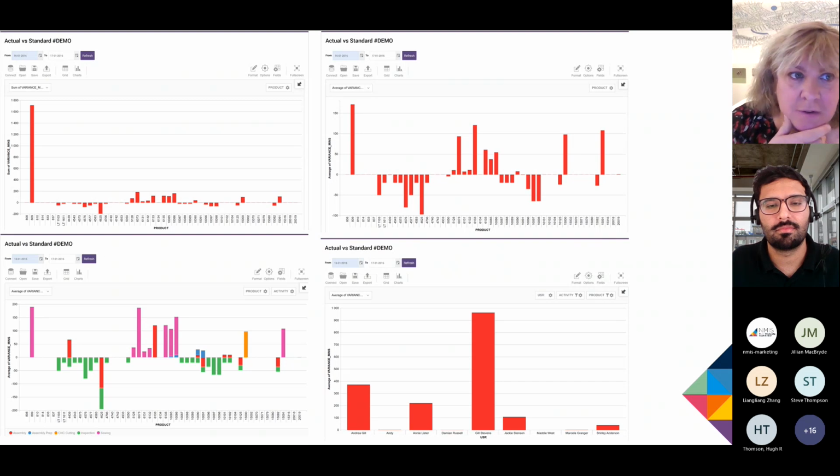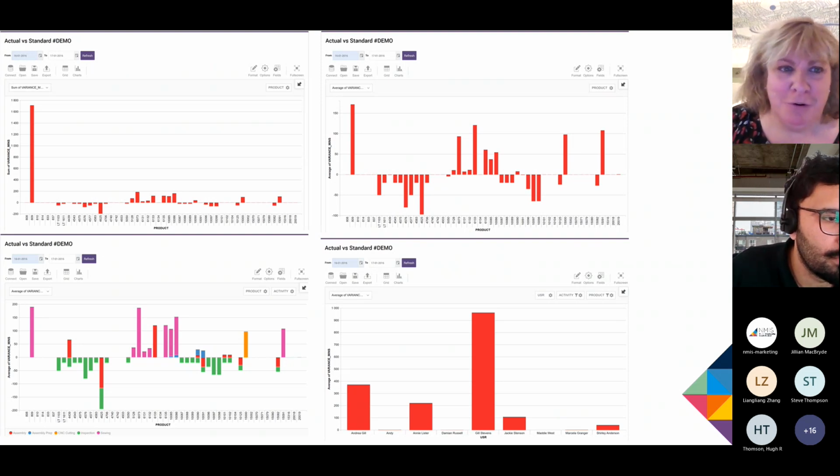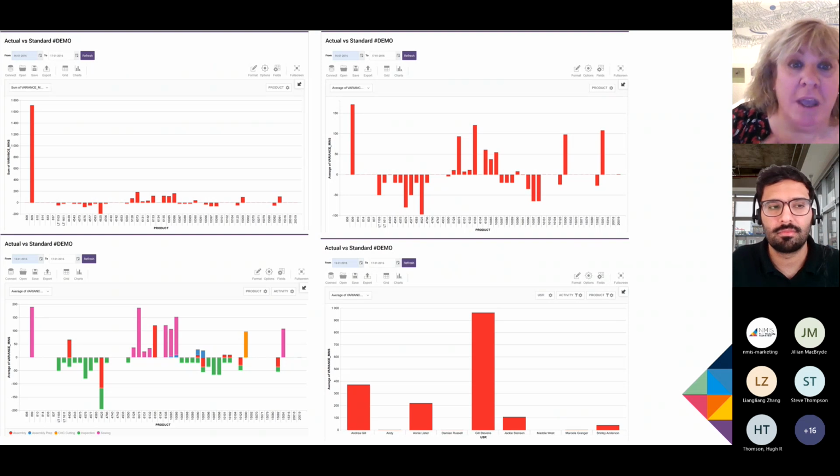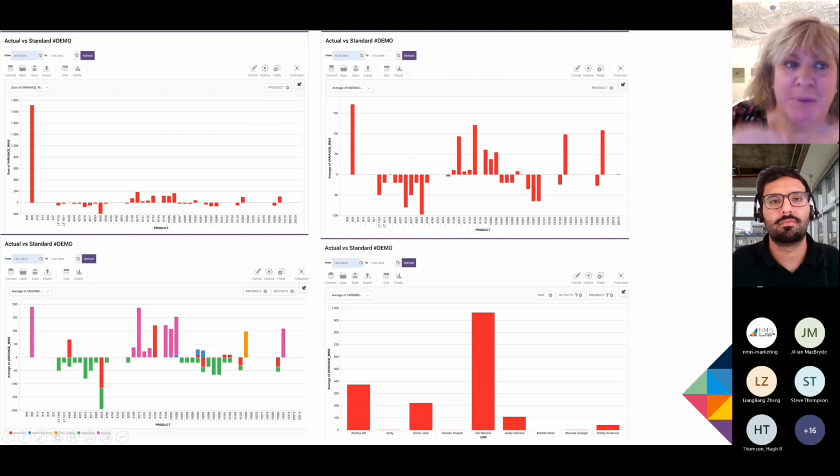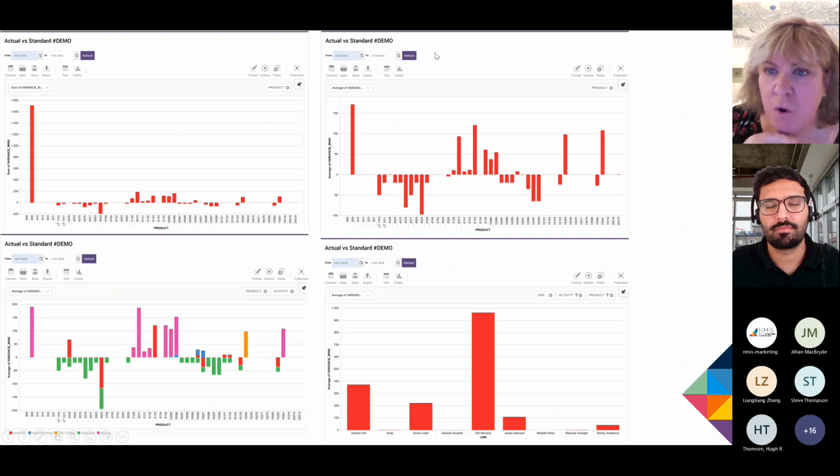So in the top left, we're looking at actual versus standard. On the left-hand side, we've got a big issue with, I can't quite see the number there, I think it's 809s, product number 809. So what is the issue with product 809? Is it standing out like this, actual versus standard, so much because there's a real problem with it, or is it a long-term runner? Let's drill down a bit further.